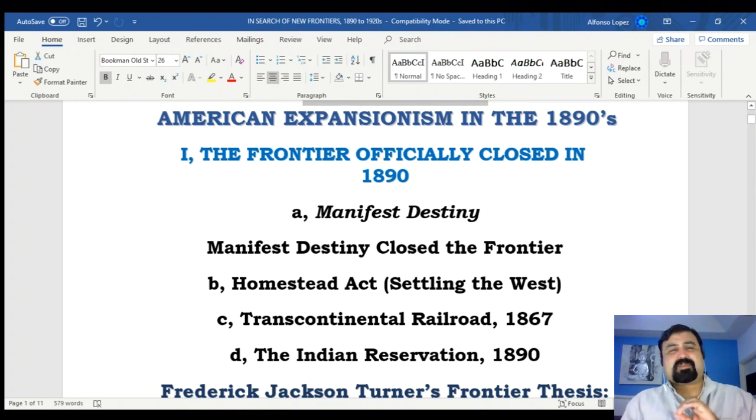And one of the reasons for that had to do with, here indicate number one, that in 1890, the frontier was declared officially closed in the United States. So what does this mean? What is the frontier? What do we refer to, in this case, as the frontier?